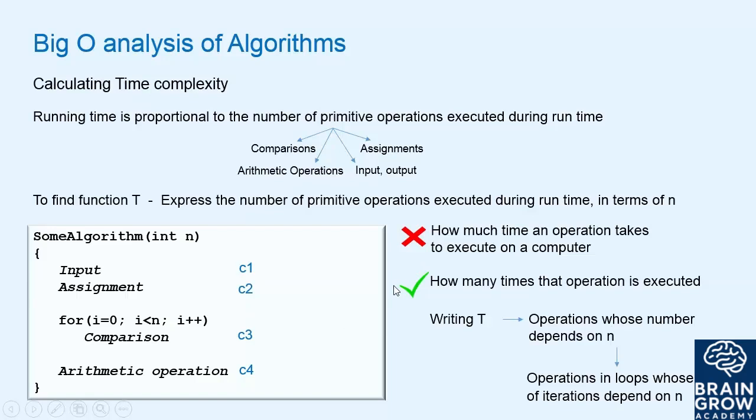In the next lecture, we'll take some examples and find time complexity for them. And while writing time complexity, we'll ignore all those operations which are executed constant number of times. We'll focus only on those operations whose number depends on n.